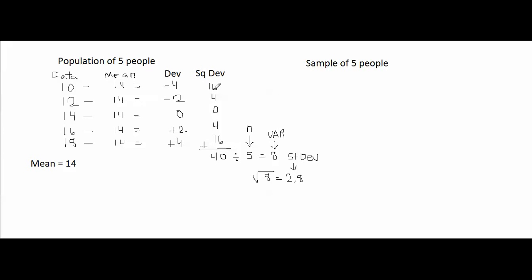I squared the deviations. I multiplied each deviation by itself. Then I added the squared deviations to get a total of 40. Then I divided that total by the number of squared deviations, which is 5. There's 5 of them, and I got the variance of 8. Then the square root of the variance became my standard deviation. That's how you do it when you have data from an entire population.